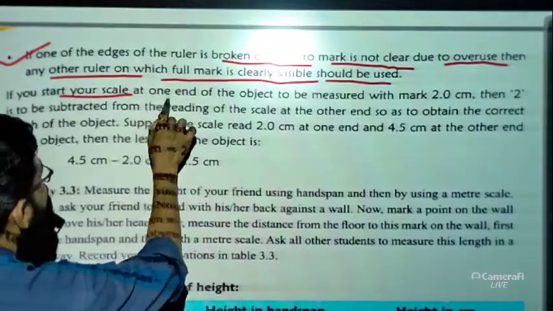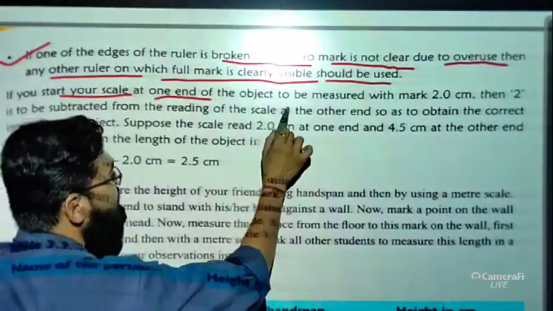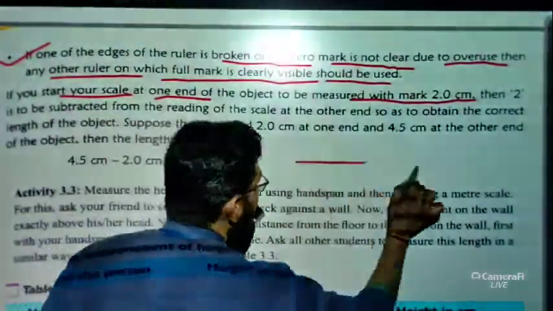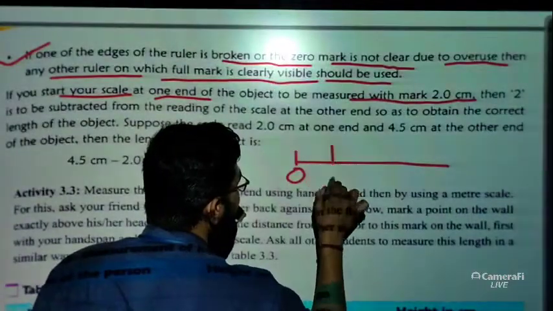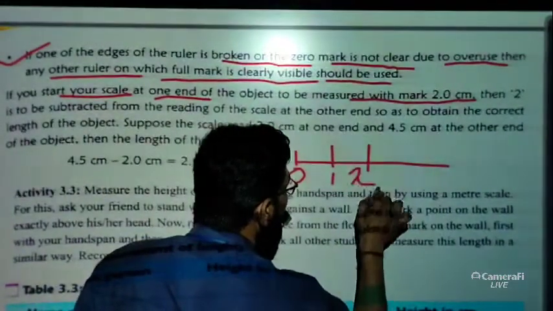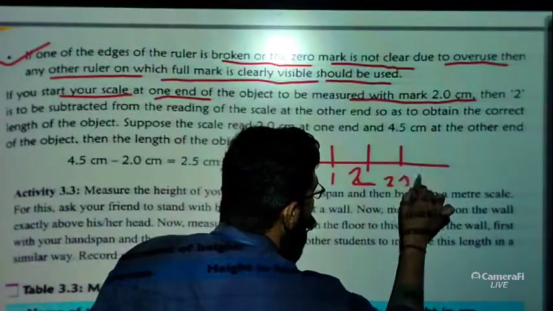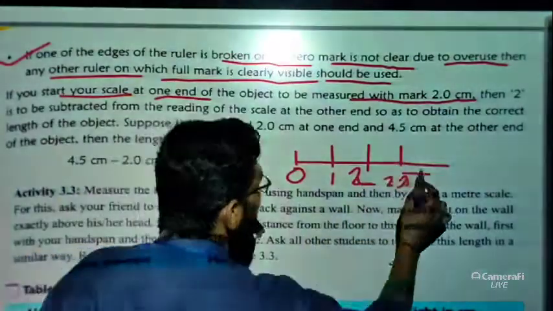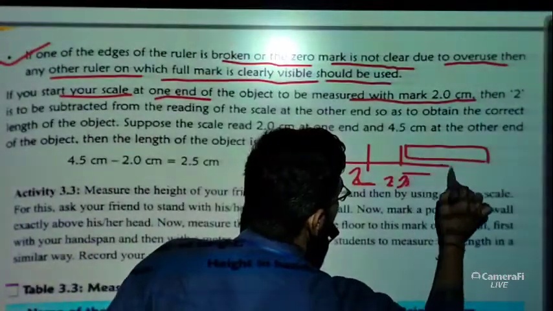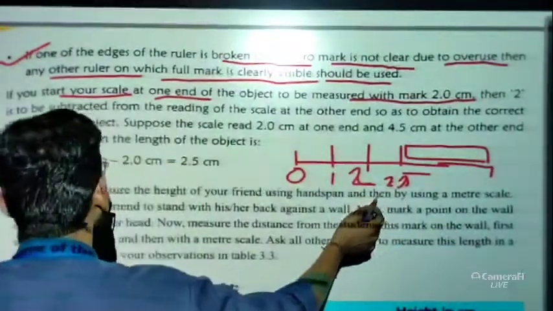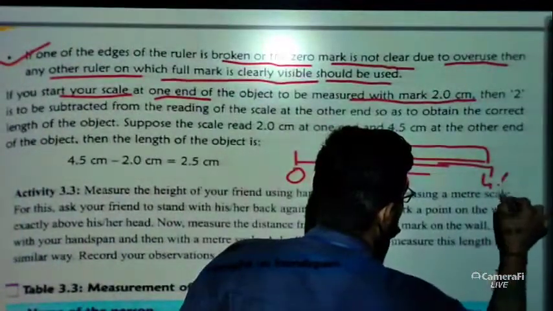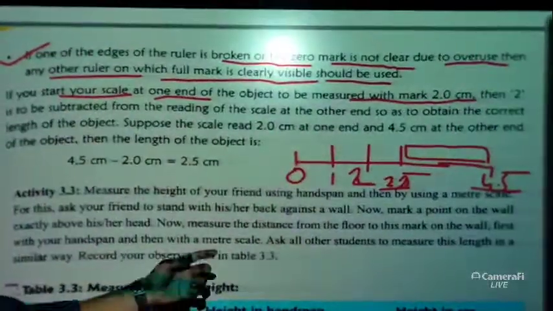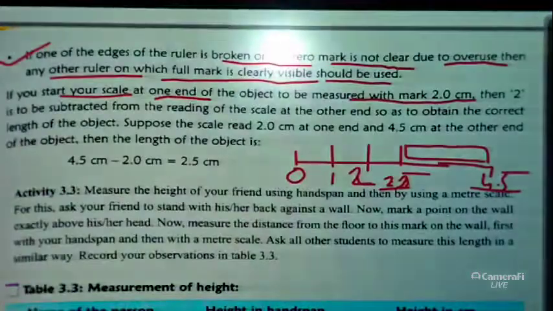Now if you start your scale at one end of the object to be measured with a mark other than zero, then what will happen? Just have a look. If this is our 0 mark, this is our 1 mark, this is our 2 mark, and this is our 2.5 mark. So what will happen if you start from the 2.5 mark? If this is our object, you take 2.5 and you will end at 4.5. So 2.5 is your starting point, 4.5 is your ending point. But instead of 0, you take 2.5 as your starting mark.